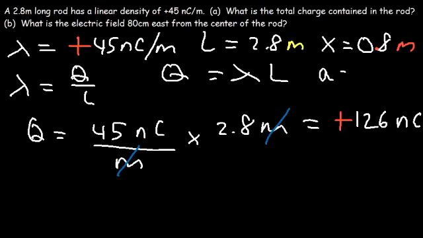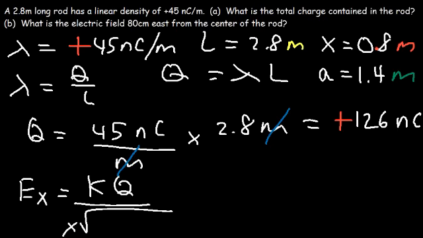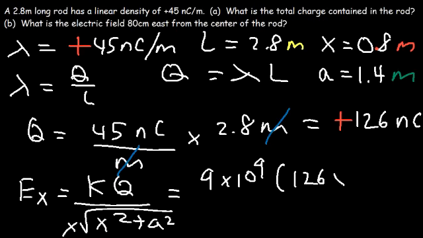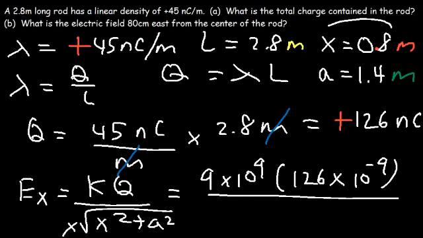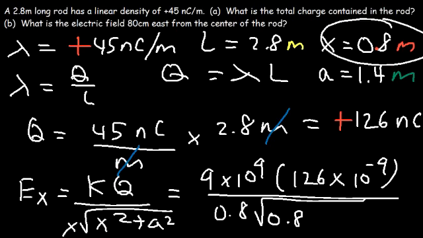Now that we have Q, we can calculate the electric field. But we need to find a. A is simply half of the length of the rod, which is 1.4 meters. So the electric field in the x direction is K times Q divided by x times the square root of x squared plus a squared. So K is 9 times 10 to the 9. Q is 126 times 10 to the negative 9. X is 0.8. And then times the square root of x squared plus a squared. And a is 1.4.